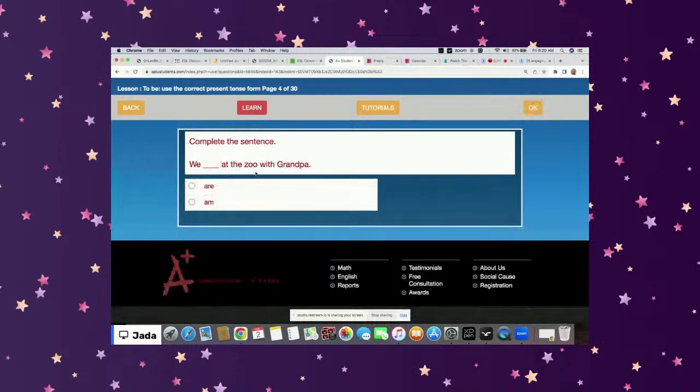Now, we dash at the zoo with grandpa. So we are or we am at the zoo with grandpa. What's the right answer here? We am or we are. We are. Good job, everyone.